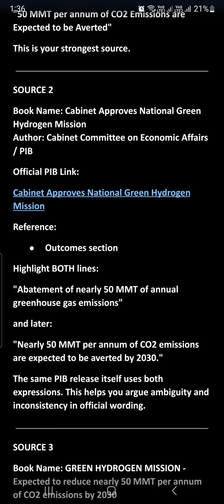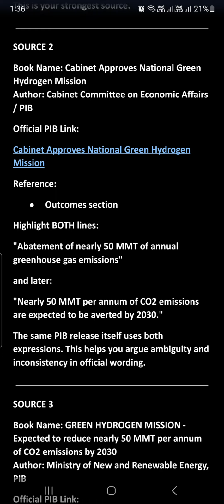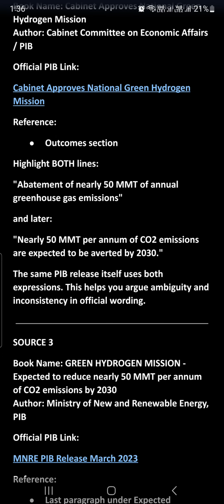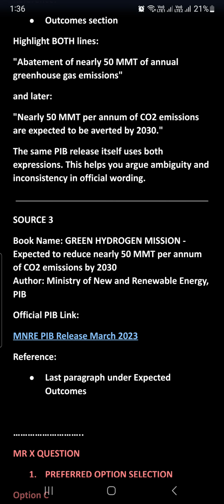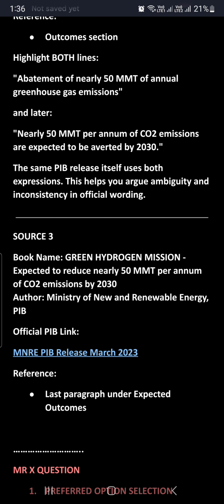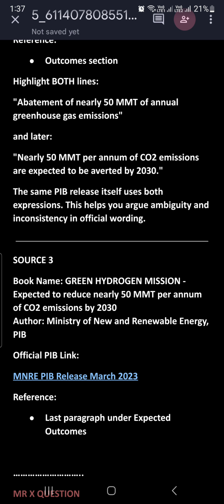However, in the same PDF they have also mentioned annual greenhouse gas emissions, but in the next statement they have reiterated carbon dioxide. So we need to follow the more correct MNRE resource, and even in this we need to highlight that carbon dioxide emissions were mentioned explicitly. The third source is again an MNRE PIB release from March 2023, in which again they have mentioned that it is 550 MMT per annum of carbon dioxide emissions and not annual greenhouse gases. So again, a very simple question which you can file a representation for. Let's move to the next question.